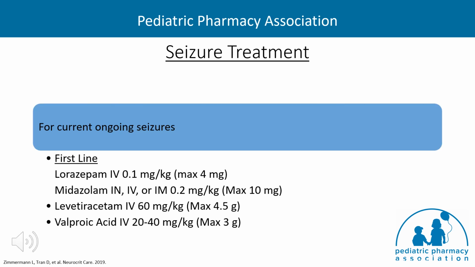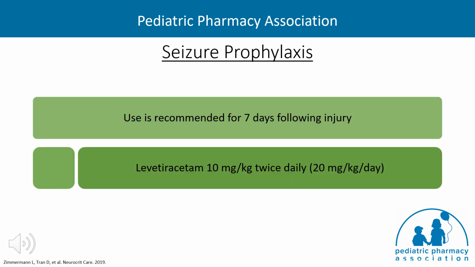For acute or ongoing seizures, the agents recommended to stop the seizure include things like Ativan, midazolam, Keppra, and valproic acid at higher doses. And following management of the acute injury, seizure prophylaxis is recommended for 7 days. And the go-to agent is typically Keppra at a dose of 10 milligrams per kilogram twice daily.